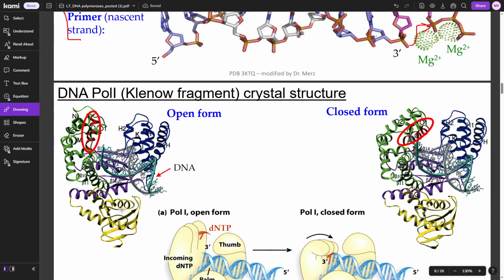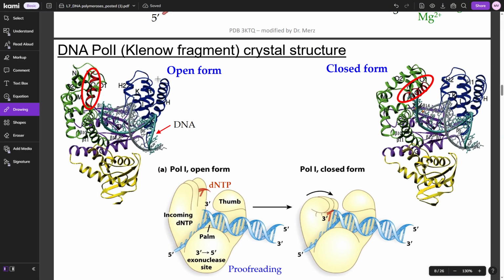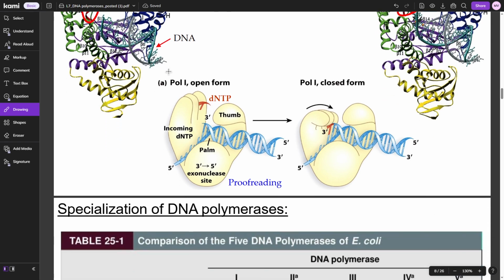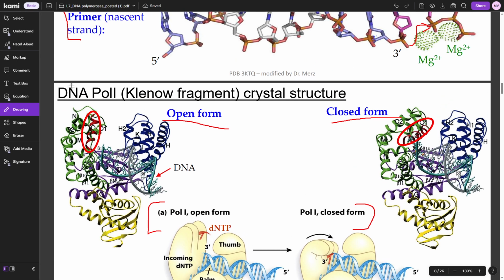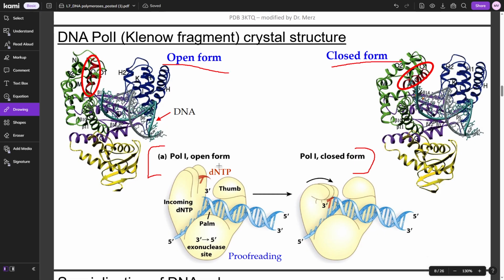So, here are crystal structures. I wouldn't bother looking at these crystal structures. They're a little bit intimidating. Look at the cartoon. So this is polymerase 1, DNA polymerase 1. I think it's pol 1. Oh, sorry, it's a DNA polymerase. I don't know why he's put that there. Either way, this is a DNA polymerase.